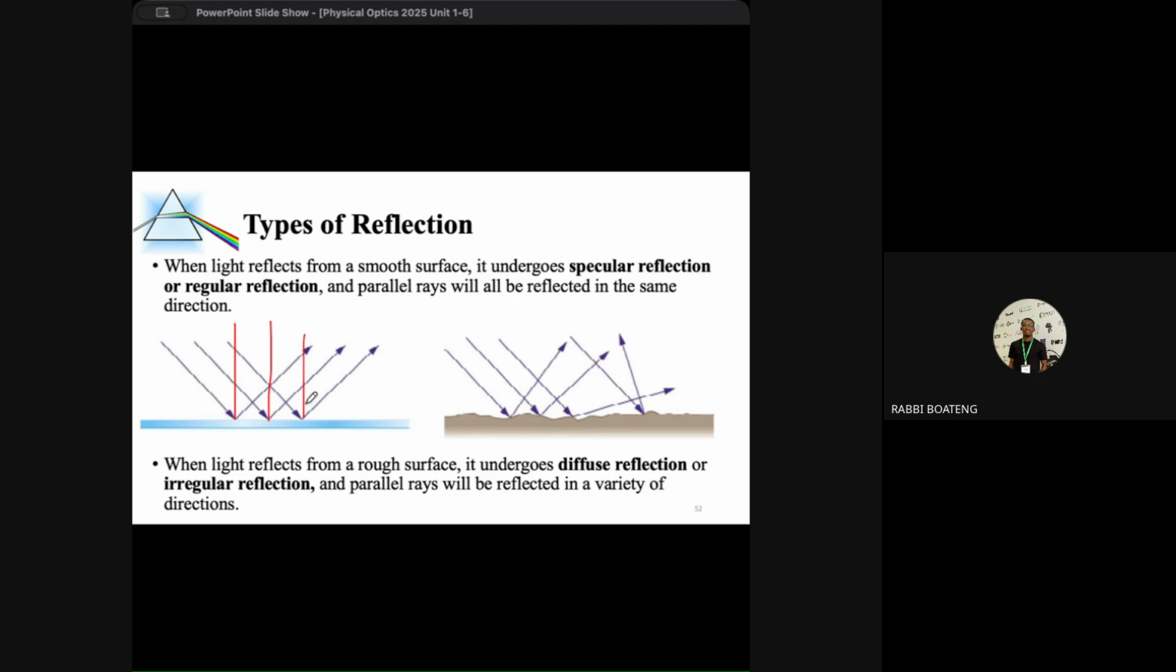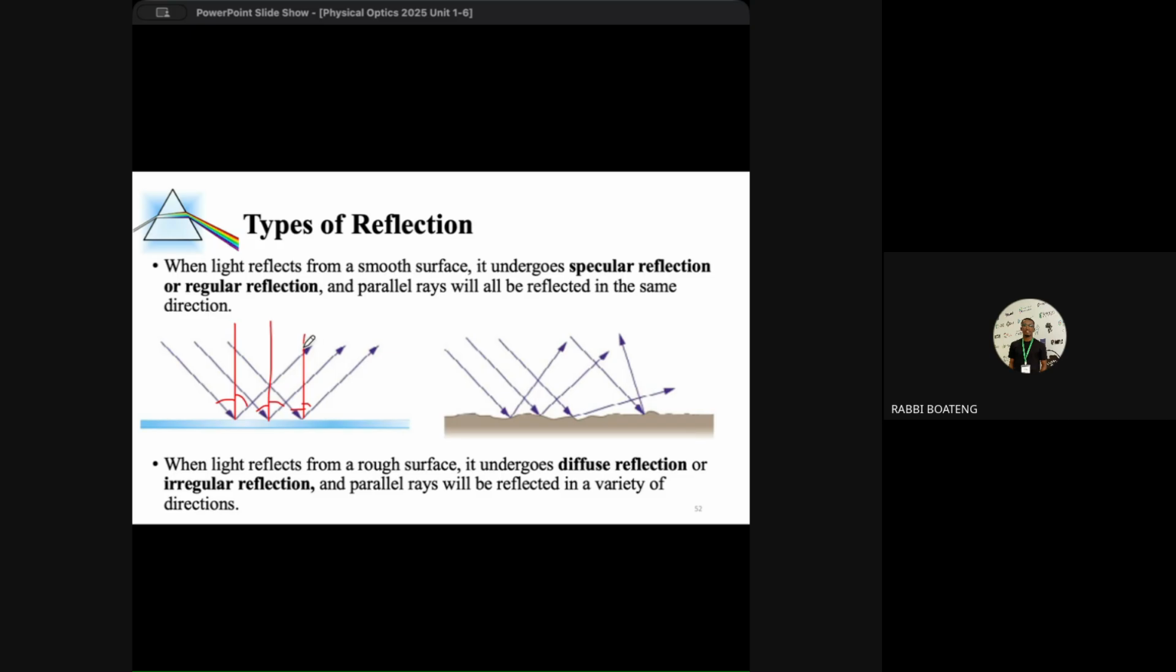They are all behaving the same. So the angle here and the angle here, they are the same. The angle here, the angle here, they are the same. The angle here, the angle here, they are the same. Is that okay? So the parallel beam hitting the surface should be the same parallel beam leaving the surface.